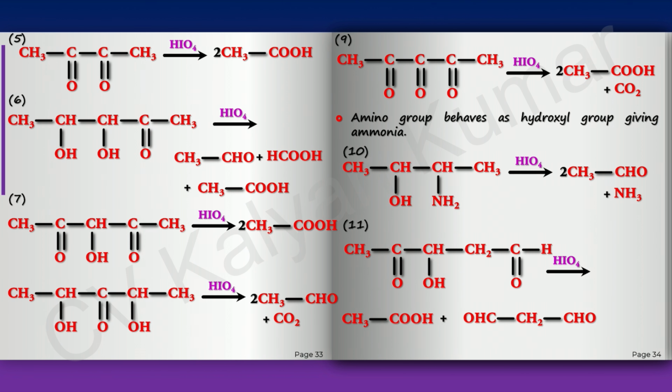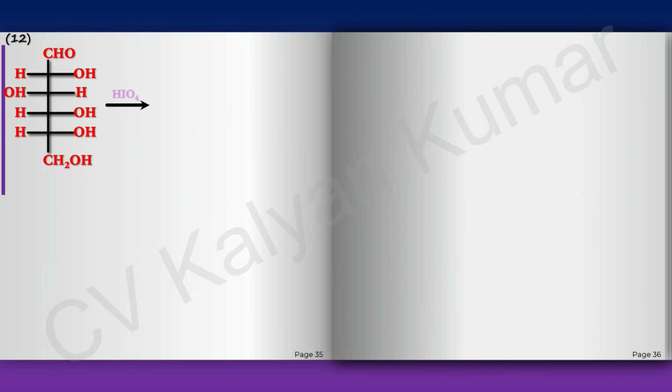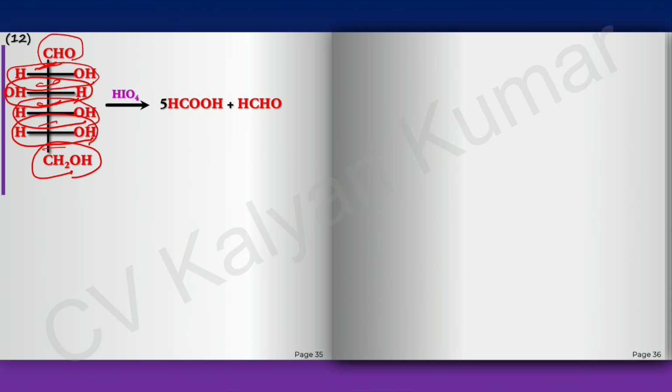Okay. So, what about glucose? This is glucose. Oh, a lot of bonds to break. Break this, break this, break this, break this, break this. This obviously will have 1 OH attached, formic acid. This will have 2 OH, more formic acid, and so on for each. This will become formaldehyde. So it will have 5 formic acid and 1 formaldehyde.